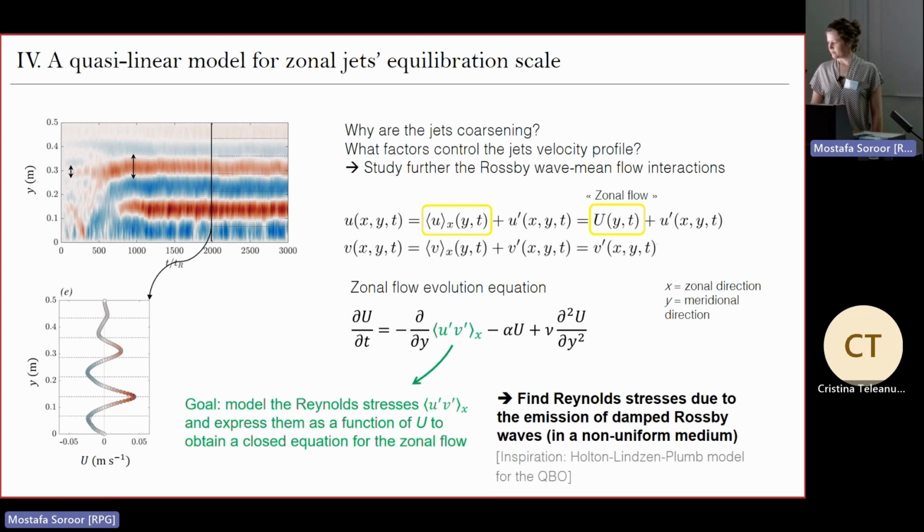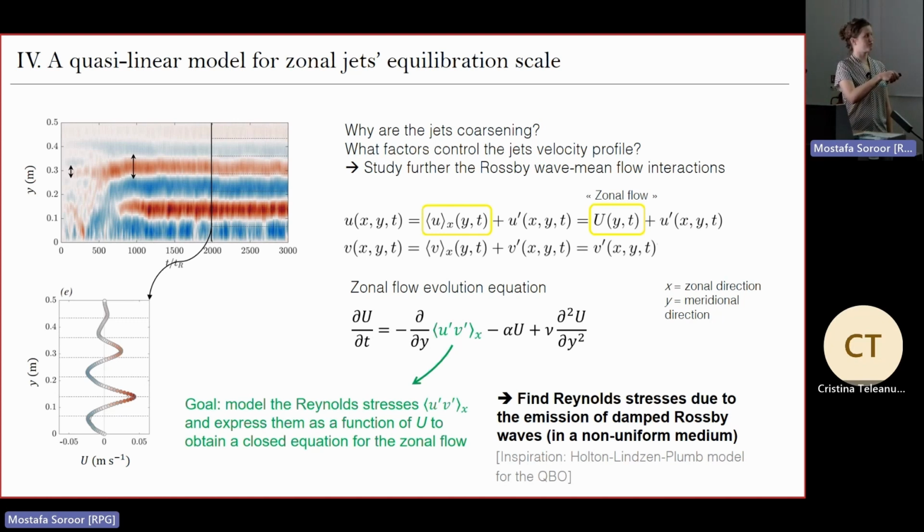The idea of how we're going to do this is that we're going to explicitly solve for the Rossby wave fields by assuming that I have a given line of emission of Rossby waves. I will solve for the wave fields using a Wentzel-Kramers-Brillouin (WKB) approximation. And I will use this explicit expression for the wave field to compute the Reynolds stresses and plug it back into the zonal flow equation.